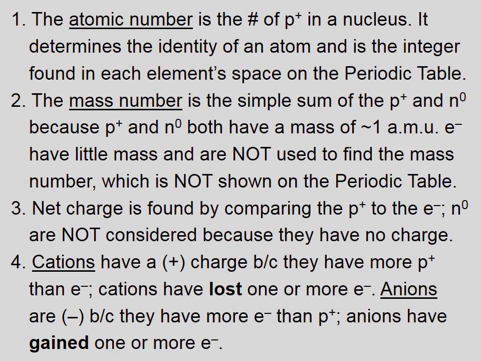Net charge is found by comparing the protons to the electrons. Neutrons are not considered because they have no charge. Cations have a positive charge because they have more protons than electrons. Cations have lost 1 or more electrons. Anions are negative because they have more electrons than protons. Anions have gained 1 or more electrons.